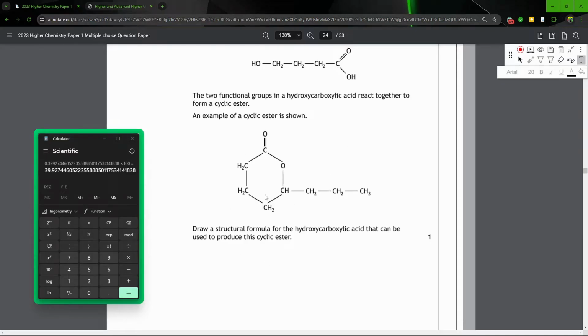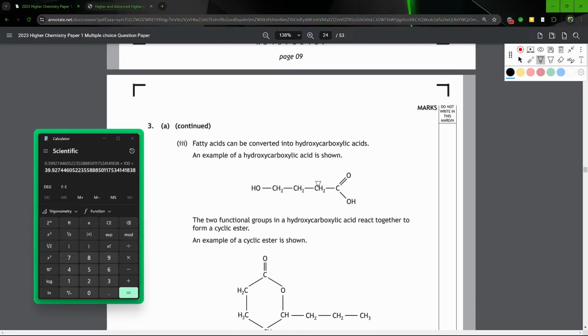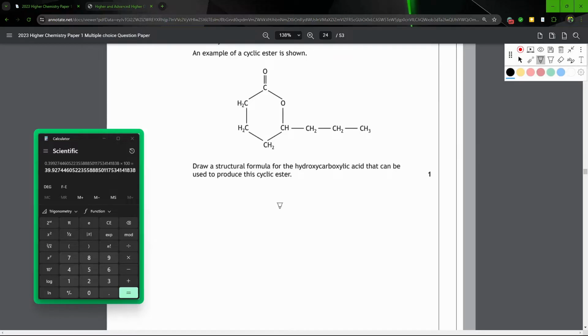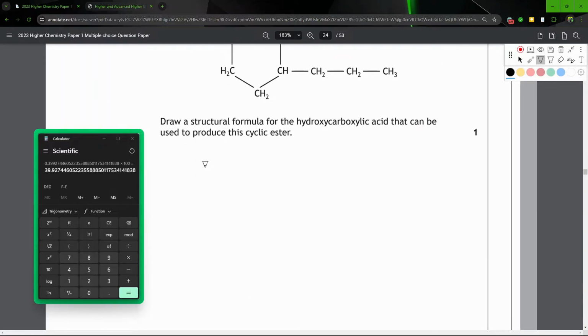So basically what I have to do is unwrap this and turn it back into its original form. And we're looking to get something that vaguely resembles this: a molecule with both a hydroxyl group and a carboxyl group. So I'm going to start writing out. At this end, I'm going to have my carboxyl group.